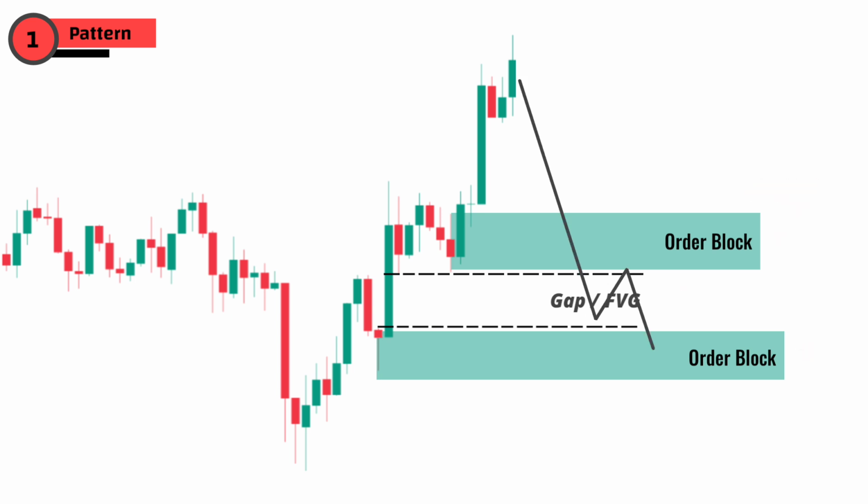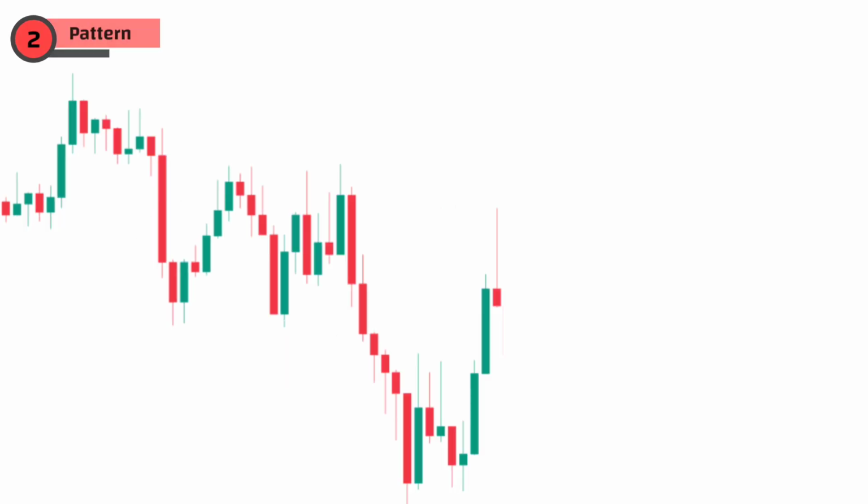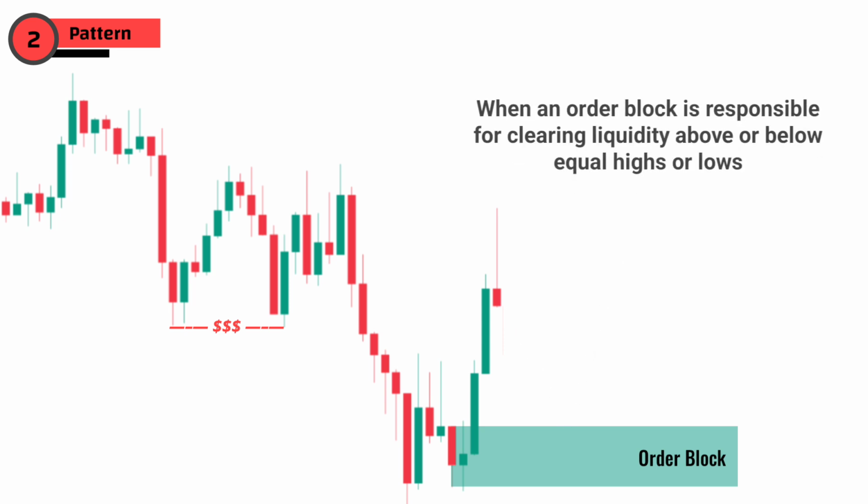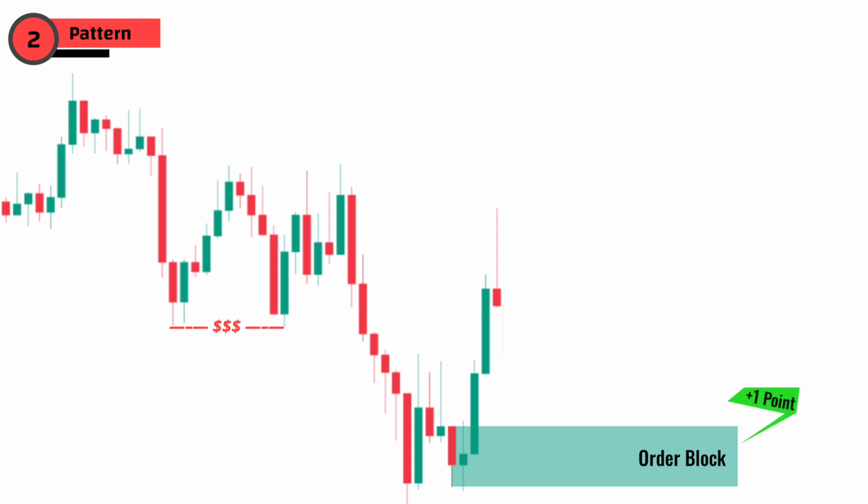A break below the first order block does not automatically indicate a reversal, as it often represents a liquidity sweep before continuation. In contrast, the second structure shows a valid order block where prior price action has already swept liquidity below equal lows. This liquidity removal can provide fuel for subsequent directional movement. When an order block is responsible for clearing liquidity above or below equal highs or lows, it is upgraded by 1 point for trading purposes.